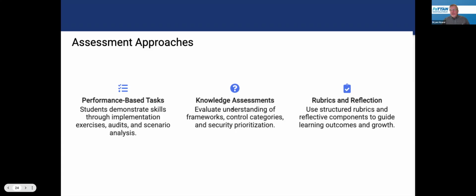Identifying categories and controls or explaining prioritization strategies are essential checks for conceptual grasp. Quizzes and written assignments can reinforce terminology and framework structure. To ensure alignment with learning objectives, use clear rubrics that assess both technical accuracy and critical thinking. Incorporating student reflection helps deepen understanding and promotes ownership of the learning, allowing students to evaluate their decisions and growth.